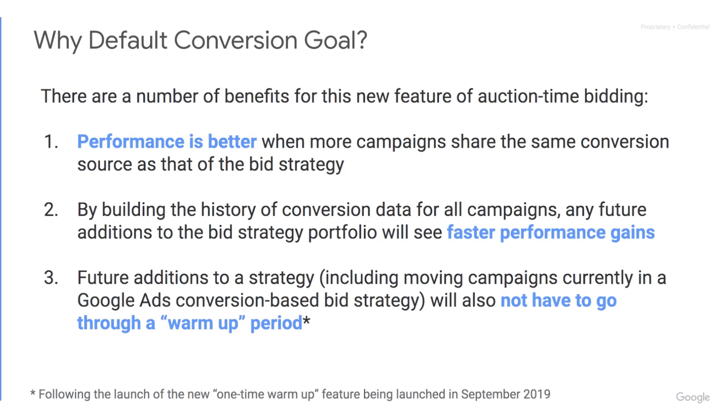And in future as well, if you're planning to add more campaigns into the bid strategy, it will not necessarily go through a warm-up period, especially when you're moving campaigns using Google Ads conversion bid strategy into an SA360 auction time bidding strategy. You should start seeing this feature slowly in your accounts throughout the month, and we'll take you through where to find this as well.